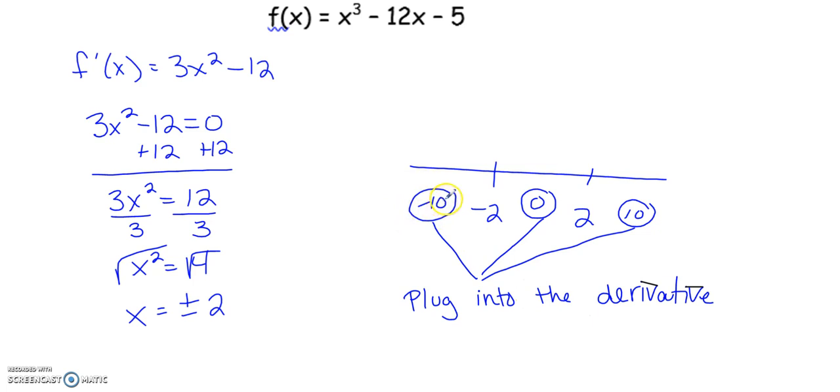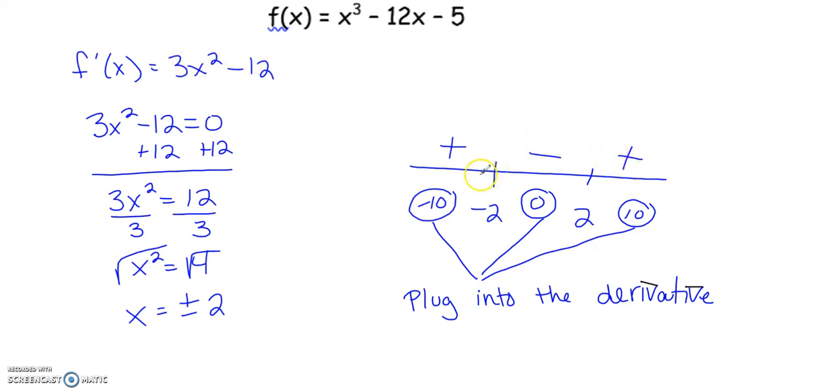Okay, so now, I don't care about the numerical values, I just care about the signs. So here's my derivative. -10 squared is +100, times 3 is 300. Well, 300 minus 12 is some large number, but I know it's going to be a positive number. Okay, plug 0 into here, all this goes away, so my final answer is negative. And then plug 10 in. When you square 10, you get 100, times 3 is 300, minus 12 is some positive value.